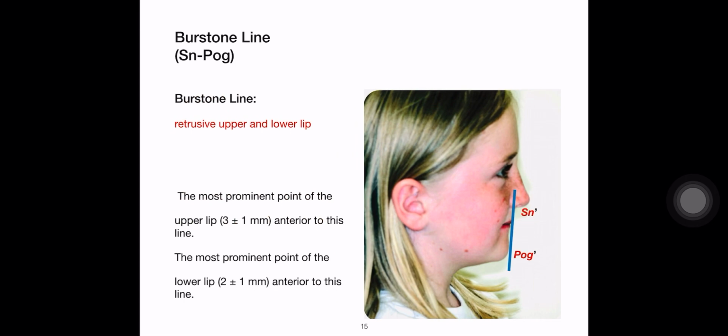Burstone line, we can measure it by drawing a line from the subnasale to the pogonion. In the normal value, the most prominent point of the upper lip should be 3 plus or minus 1 mm anterior to this line, and the most prominent point of the lower lip should be 2 plus or minus 1 mm anterior to this line. We can see here she has retrusive upper and lower lips.